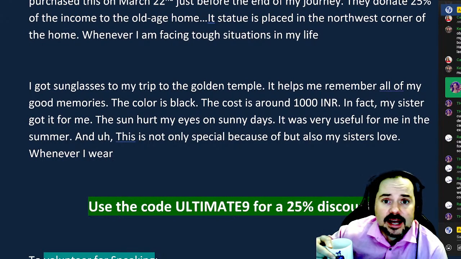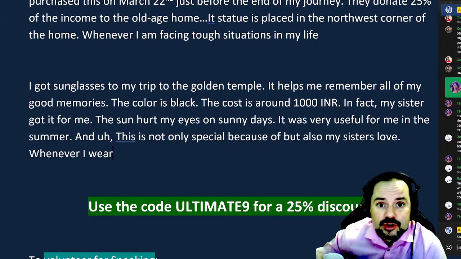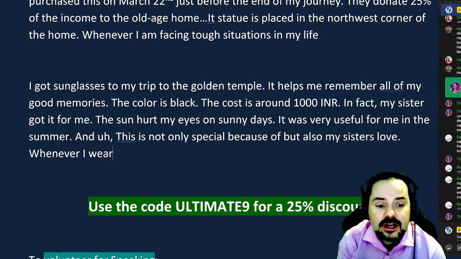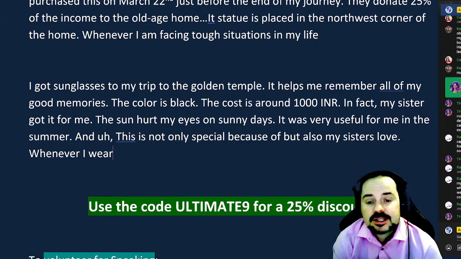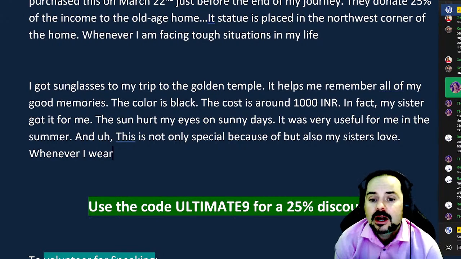So you went with sunglasses, which is kind of similar to a baseball cap. Sunglasses are great. It's a very common type of souvenir that we buy on trips when we're traveling, especially to sunny vacation spots around the world. So I thought sunglasses was a great idea. The statue was a great idea by Amu. The sunglasses are a great idea as well.